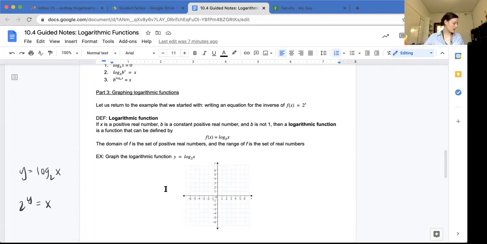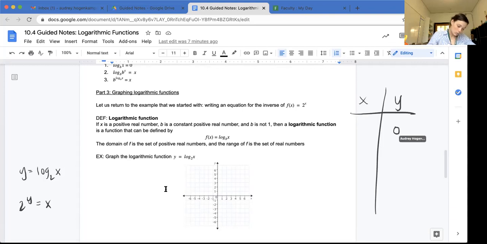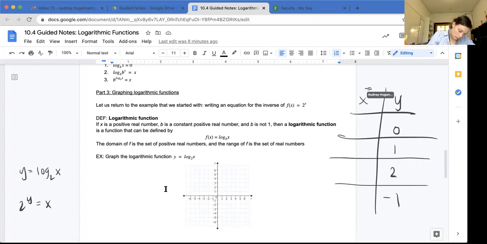Since I have this in a weird notation, x is equal to 2 to the y, I'm going to pick some y values and then solve for my x values, because I know that x is equal to 2 to the y. So for y values I'll do 0, 1, 2, and -1. Then x equals 2 to the y: 2 to the 0 is 1, 2 to the 1 is 2, 2 squared equals 4, and 2 to the -1 equals 1/2.